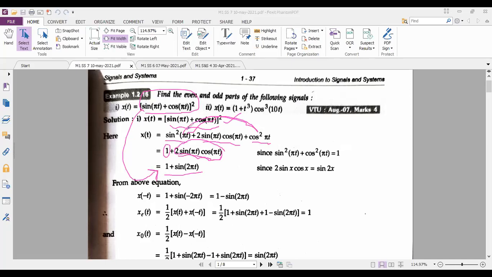So if there is a possibility of expanding and compressing or reducing, you have to do it before you follow the steps for the even signal and the odd signal. So right now I have not started the even signal odd signal concept. I could reduce my x of t to the simplest equation, 1 plus sine 2 pi t. Up to this, have you all understood? Understood or not?